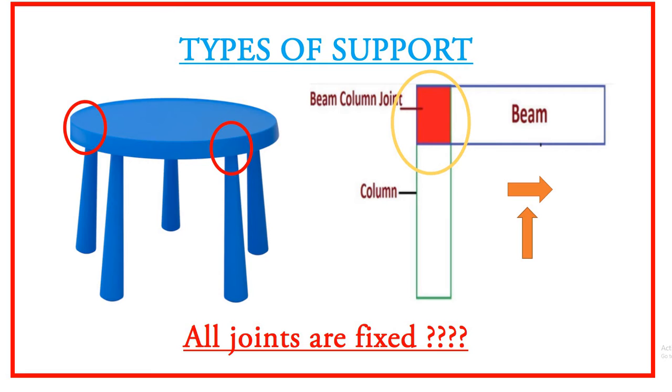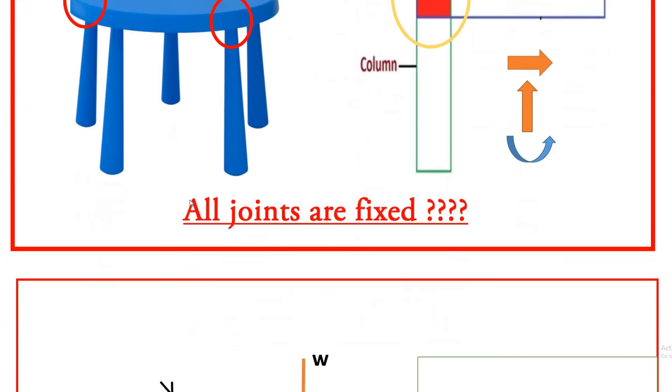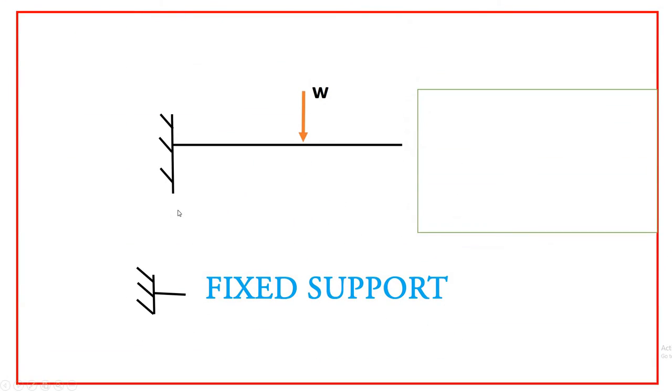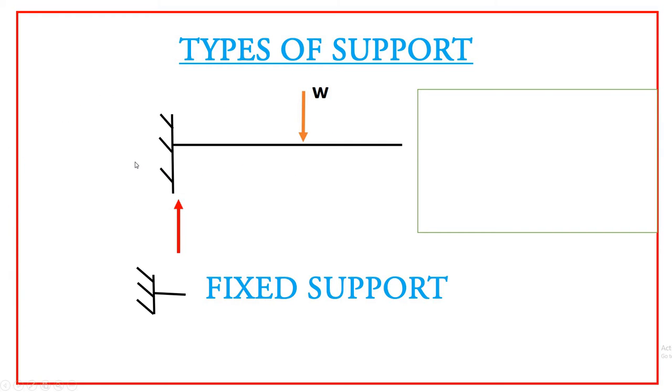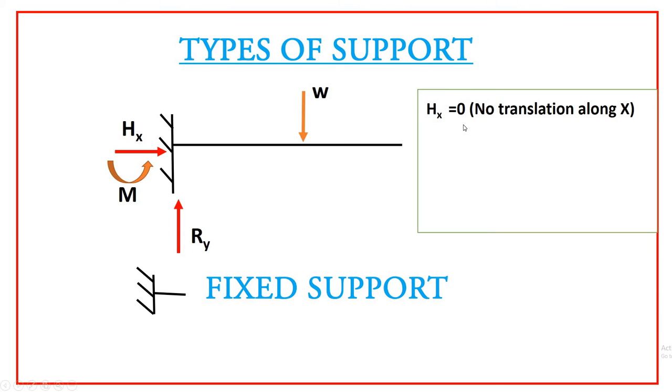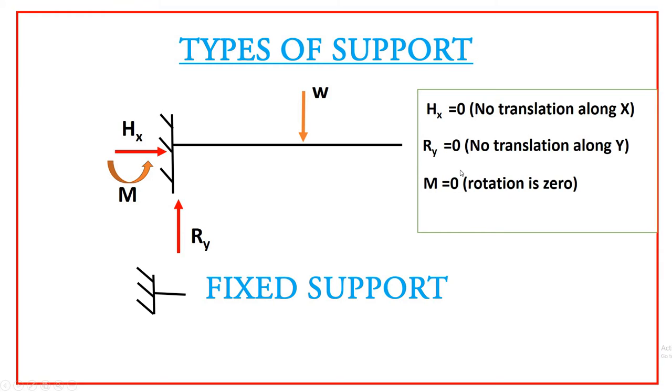So, it gives three reactions because no translation along x, no translation along y, as well as rotation is also not allowed. So, for fixed support, we have three reactions. One is vertical, another one is horizontal, another one is moment. Vertical reaction, horizontal reaction, and moment. So, for fixed support, no translation along x, no translation along y, as well as rotation is also 0.